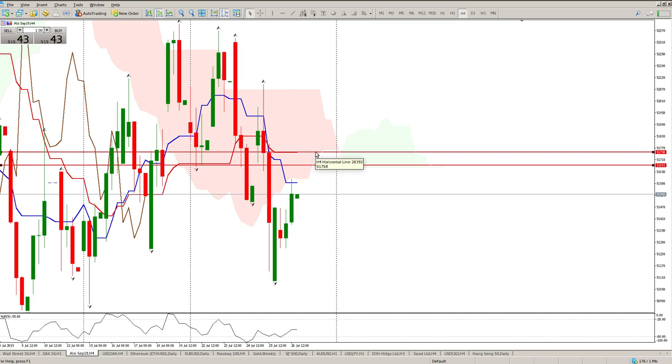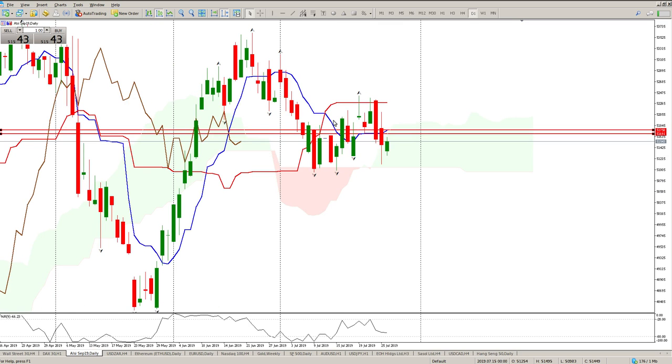So 51,760, 51,680. Those are the two areas that we're looking for a short. Okay, if we look at the daily, we've had a daily crossover here. We've bounced off Kijun-sen. So the next step that we're looking for a real breakthrough is the bottom of the cloud, which coincidentally lines up with some of these previous lows. So the higher time frames here, I do agree.